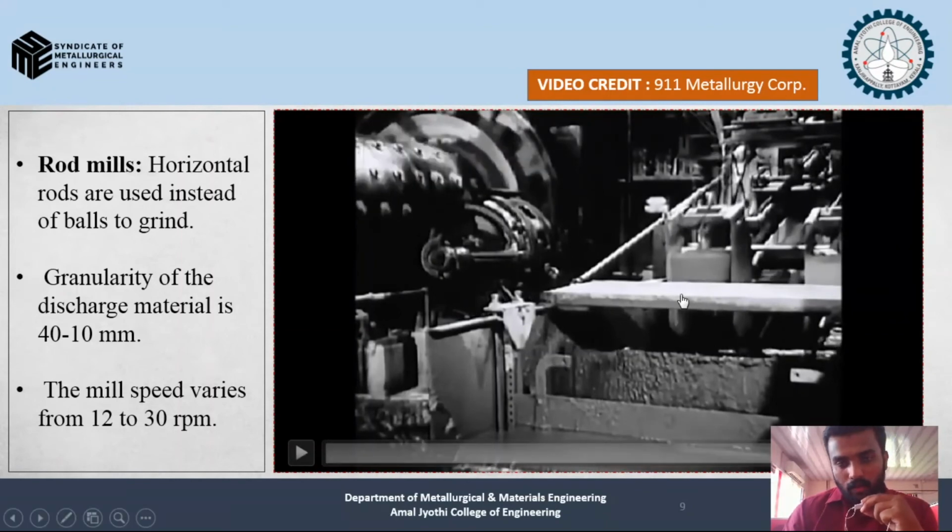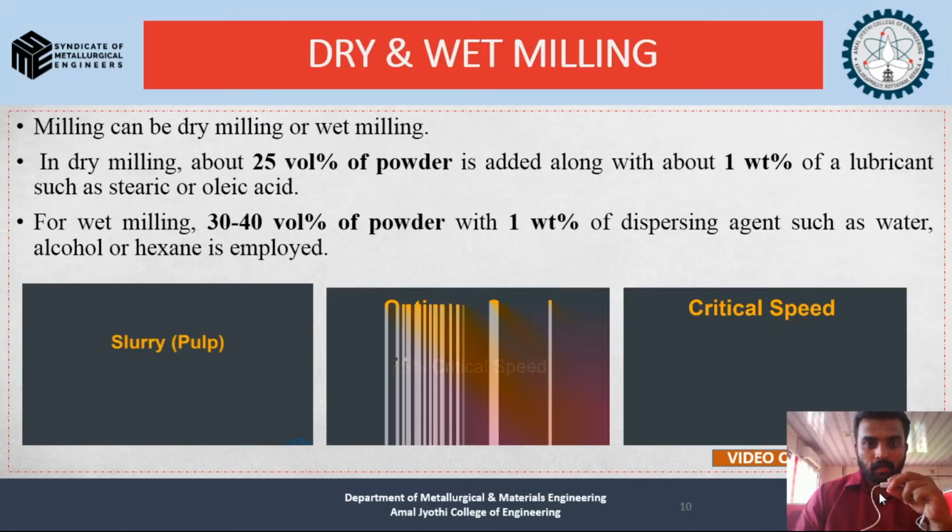And thus we have the rod milling operations. This is also a classification of ball milling operation. In milling operation we also have a further classification on the basis of dry and wet milling. In dry milling, 20% of the volume of the powder is added along with 1 weight percentage of lubricants. These lubricants are normally acids, in our case stearic acid and oleic acid. This is the process where dry milling is happening.